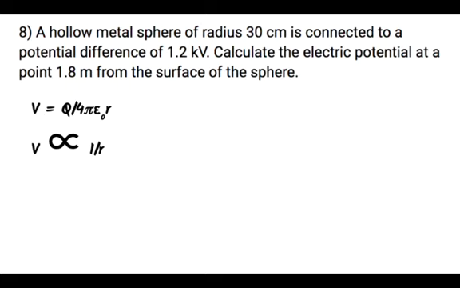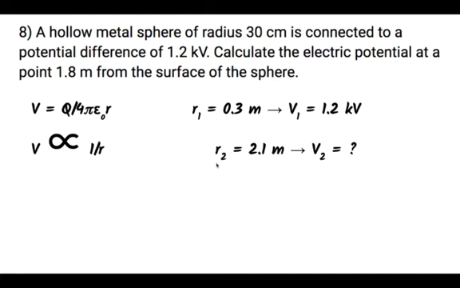So all we need to do now is start with the initial story at a distance of 30 centimeters, 0.3 meters. The electric potential is 1.2 kilovolts. At a new distance of 2.1 meters. Now what I've done there is I've taken the distance from the surface of the sphere and added on the radius of the sphere to get a new distance from the center of the sphere. What would be the potential at this new distance?